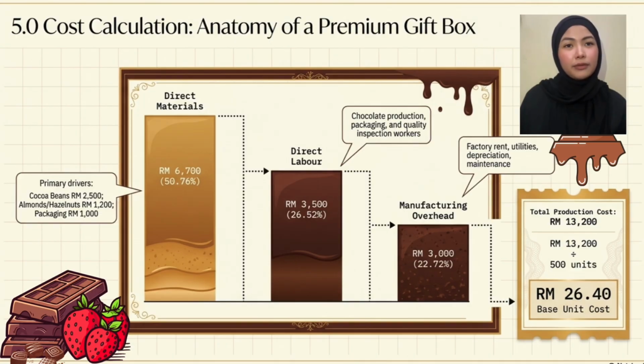The primary drivers here are high quality cocoa beans at 2,500, almond and hazelnut at 1,200, and the premium packaging itself at 1,000. Next, direct labor.